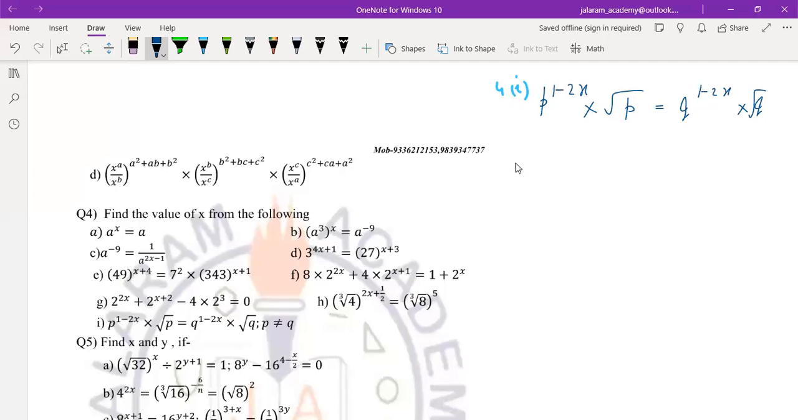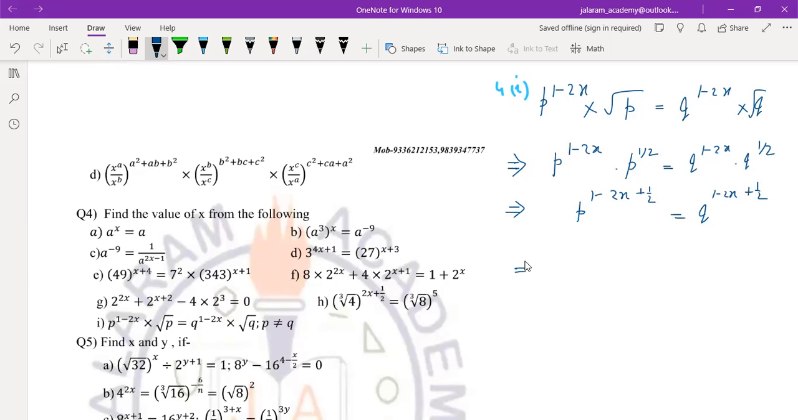Okay. So simplified. How will you simplify it? So P to the power minus 1, first say it implies that P to the power 1 minus 2x into P to the power 1 by 2 is equal to Q to the power 1 minus 2x into Q to the power 1 by 2. So then it implies that P to the power 1 minus 2x in bracket plus 1 by 2 is equals to Q to the power 1 minus 2x plus 1 by 2.